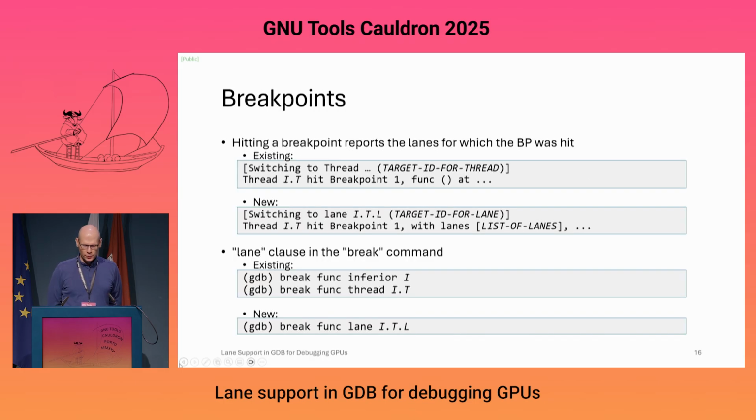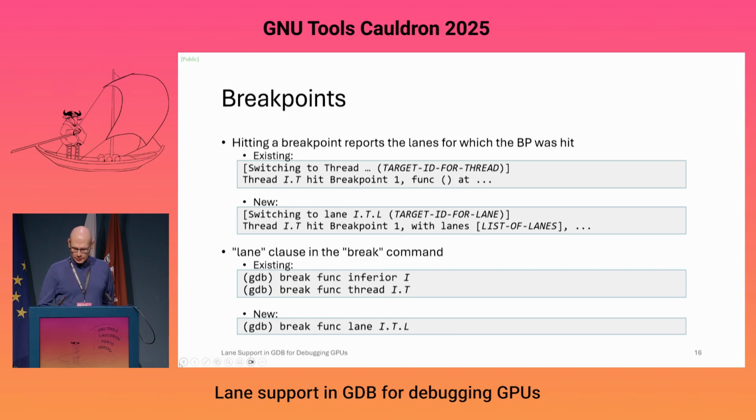Coming to the breakpoints, today, when a breakpoint is hit, GDB tells, okay, we are switching to this thread, which hit a breakpoint. Here's the target ID for that thread, and here is the frame information. Now that lane is also a context, we would switch to a lane, not just a thread, but also a lane. So we are proposing that GDB prints this lane information. It tells that you are switching to a lane.